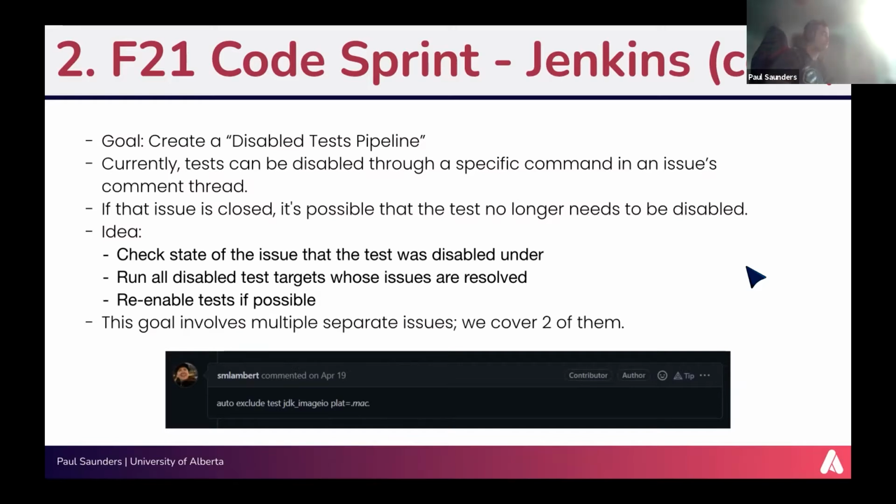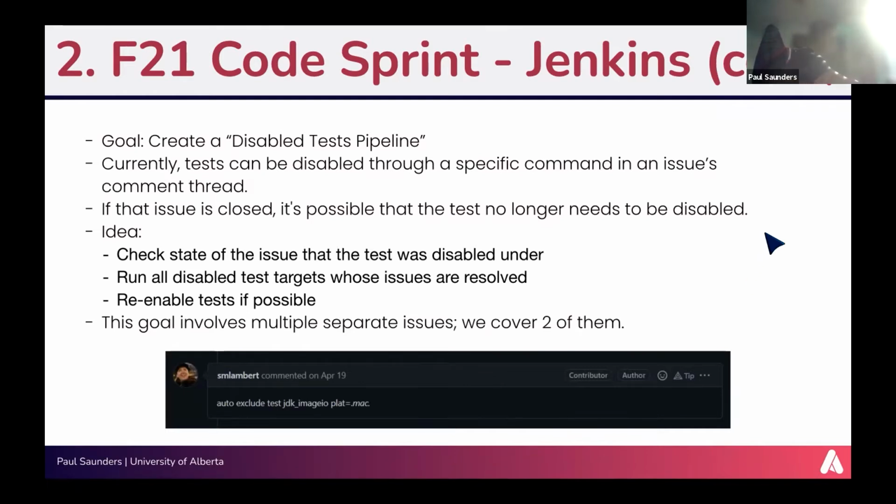It'll succeed. And so what we want to do is every time a Git issue is closed, we want to check if that issue had any test disables happen. If those tests were disabled, then we want to rerun those tests and see if they are actually passing. If they are passing, then we know that those tests can be re-enabled.